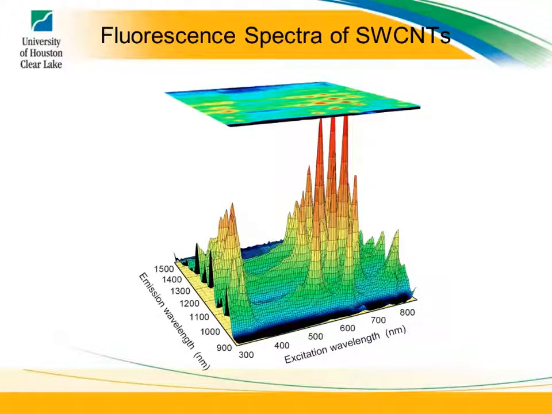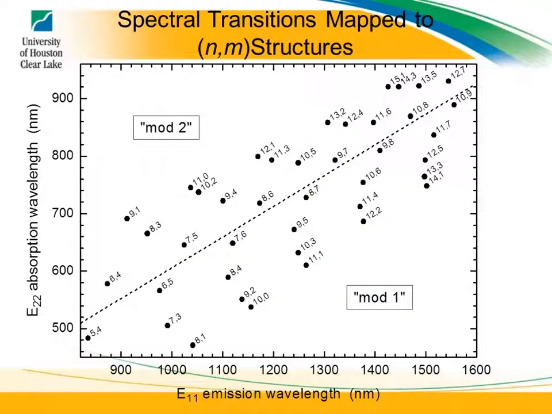So this is a plot of excitation wavelength from 300 to 800 nanometers, emission wavelength from 900 to 1500 nanometers, and that's in the near infrared. So each of those peaks, in the third axis, corresponds to a particular nanotube. And if you plot those peaks on a two-dimensional plot, this is what you get. You identify every single peak.